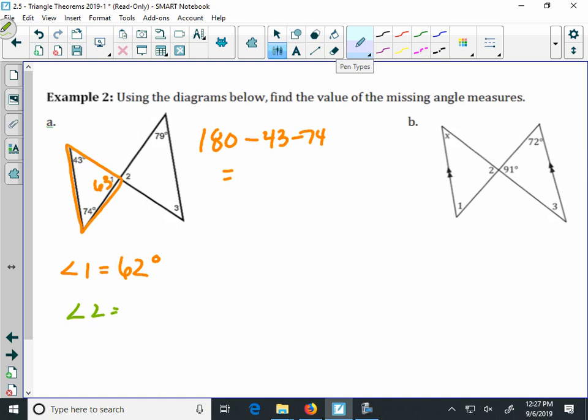Haley? Good, how'd you know it's 63 degrees? Good. It's vertical to angle 1. Angle 1 and angle 2 are vertical angles. That means they are the same. So if 1's 63, 2 is going to be 63.